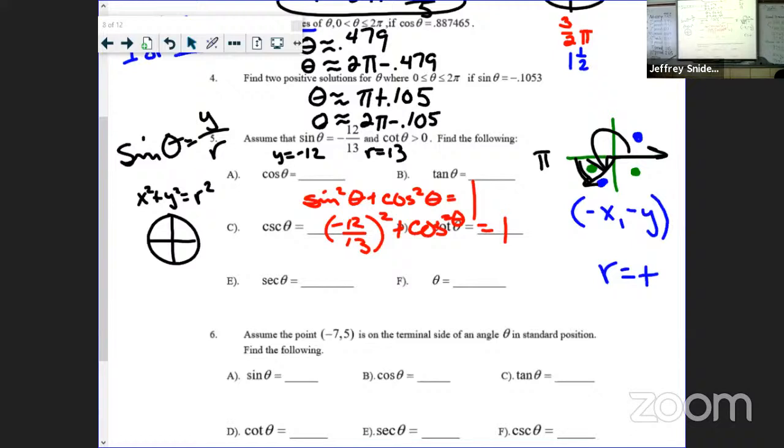I got X. That's how my head feels. What is it? 5. Now, what quadrant are you in? 3. So it's really a negative 5, correct? Yes. So now you can write the other functions, right? Because sine is y over r, cosine is x over r, tangent is y over x. That's why we have all those things that we know.